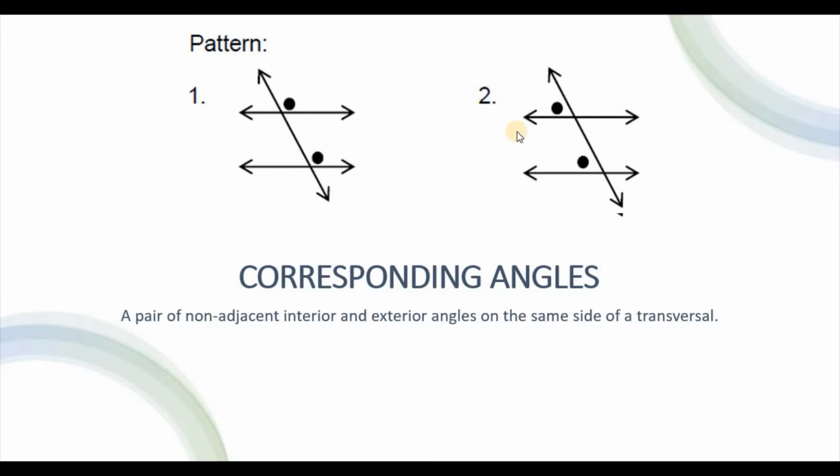So another example is this pattern. Okay, so corresponding angles are congruent angles. So let's say this angle measures 120 degrees. What is the measure of this angle? Since they are congruent, it measures 120 degrees as well.